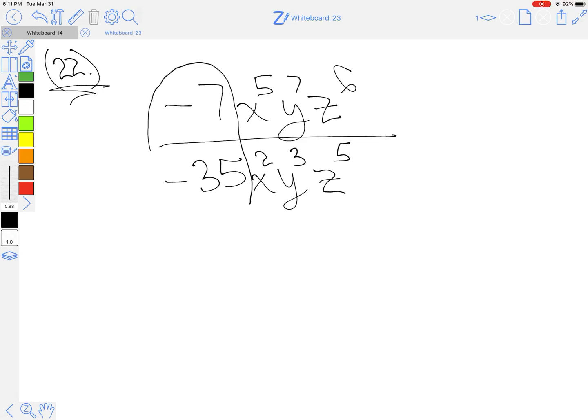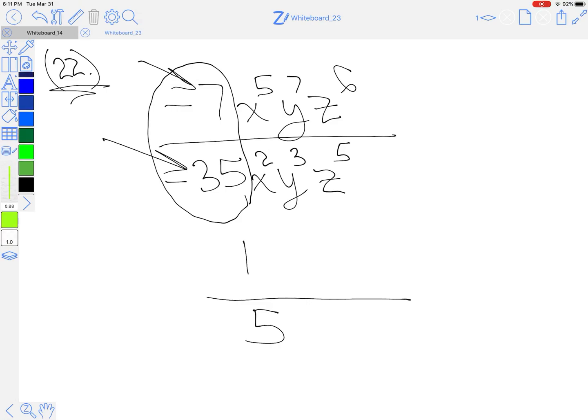Now remember, we can deal with these numbers just how you normally would in a fraction. A negative 7 and a negative 35. Negative over negative is going to make my new answer positive, so I don't have to worry about my negatives anymore. And I'm going to reduce 7 over 35, and I know that that's going to be 1/5.